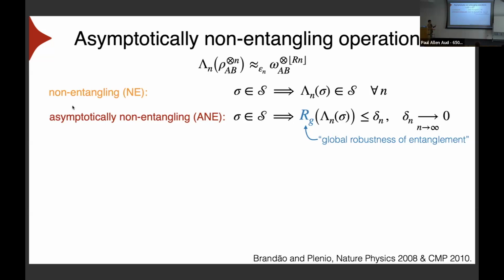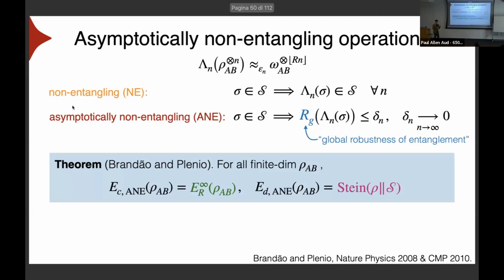You guarantee that whenever the initial state had no entanglement, the output will also have a small amount of entanglement, vanishingly small. Okay, and the main contribution of Brandão and Plenio is to compute both the distillable entanglement and the entanglement cost of the set of operations, these A and E operations. And it turns out that our two favorite entanglement measures appear: the regularized relative entropy of entanglement as the cost, and the Stein exponent as the distillable entanglement.